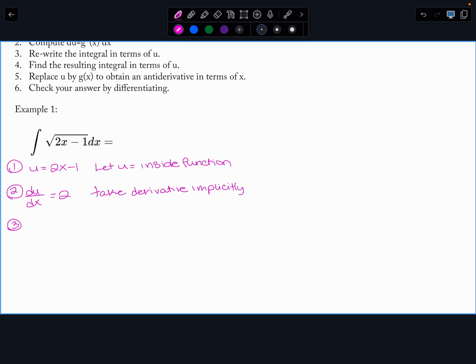Step 3 is to solve for dx. So that means I'm going to have to move dx to the right-hand side, and then divide both sides by 2. So I get dx is du over 2.